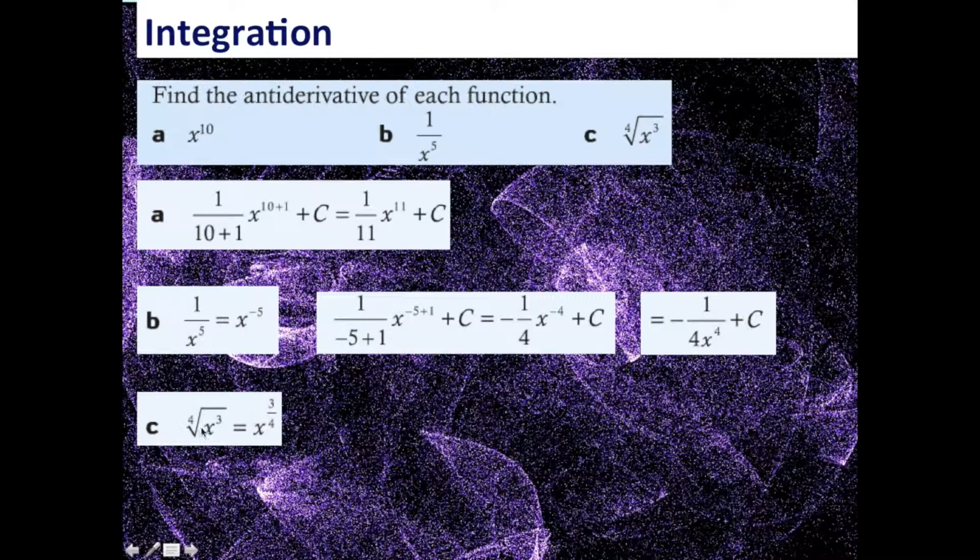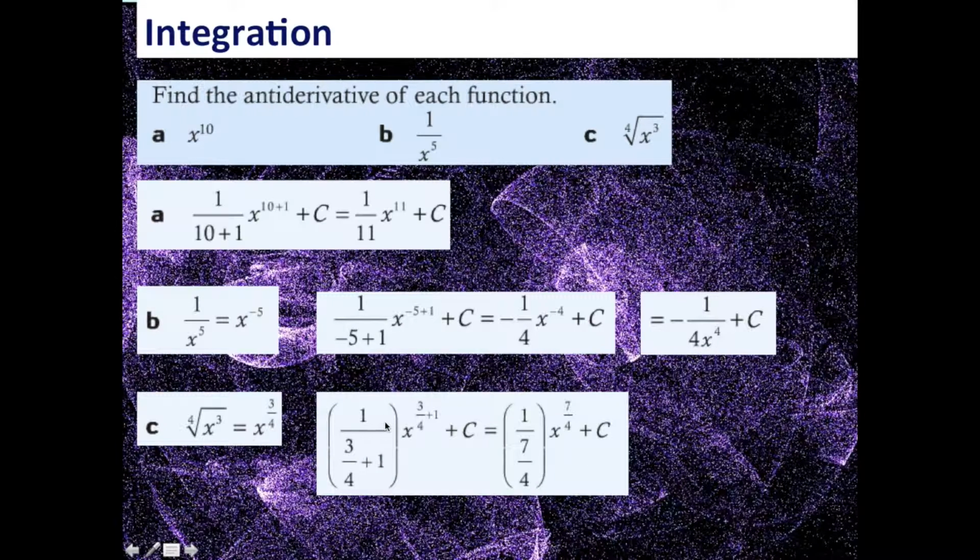Part C then, finally, again, recognizing just the notation, the fourth root of x cubed we can write as x to the power of 3/4. If that's our function, we want to find the antiderivative, so it's going to be 1 over 3/4 plus 1 times x to the power 3/4 plus 1 plus c. 3/4 plus 1 is 7 over 4, times x to the power 7 over 4. 1 over 7 over 4 we can tidy up by flipping the denominator to give us 4 over 7 x to the power 7 over 4 plus c.